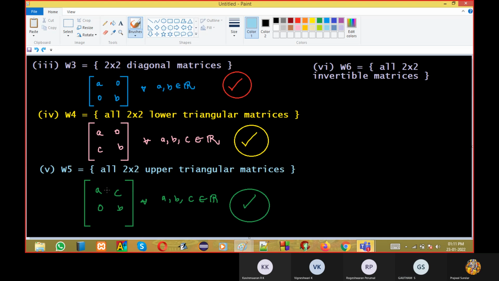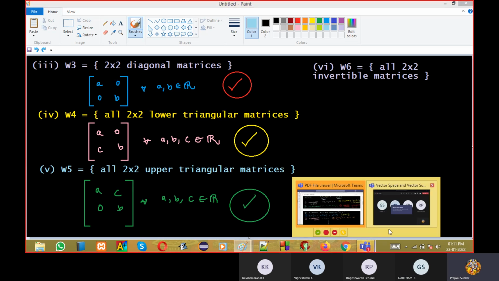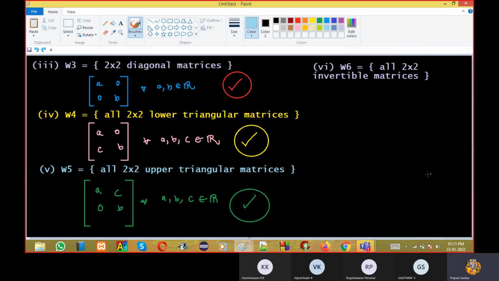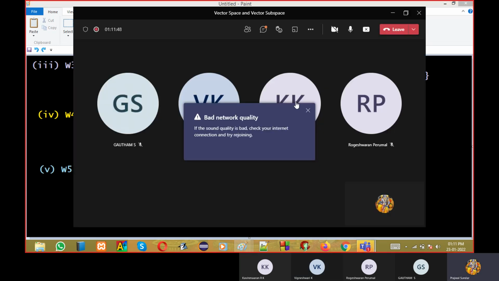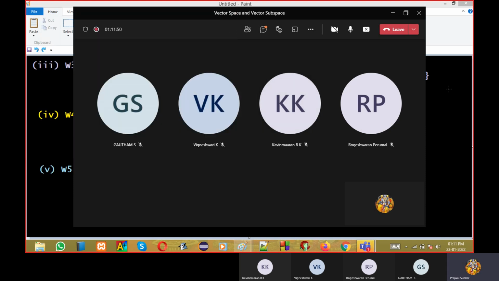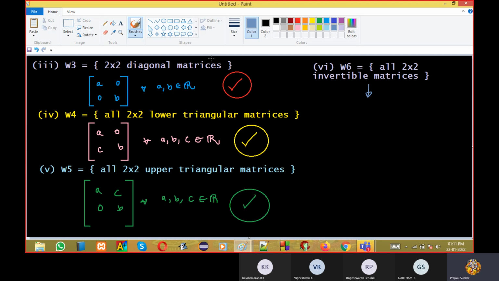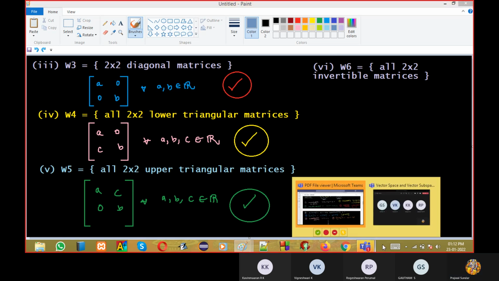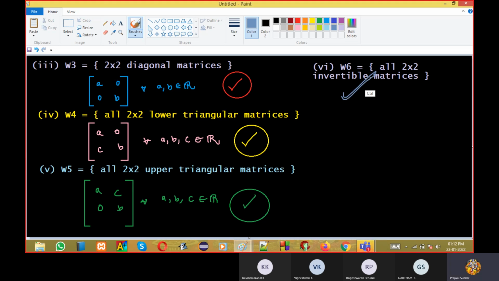Others, all understood? All clear. Okay, very good. So, for question 6, don't try question 6 yet. Question 6: all 2 by 2 invertible matrices.